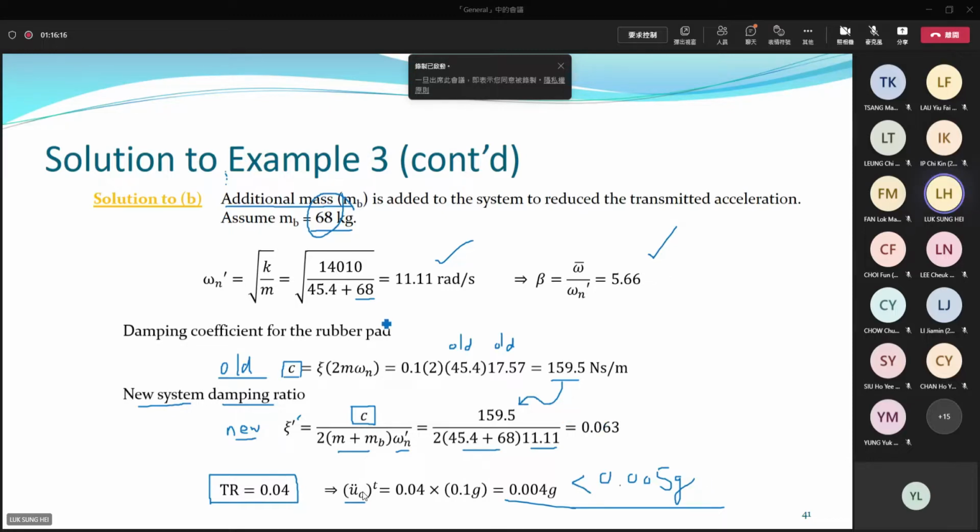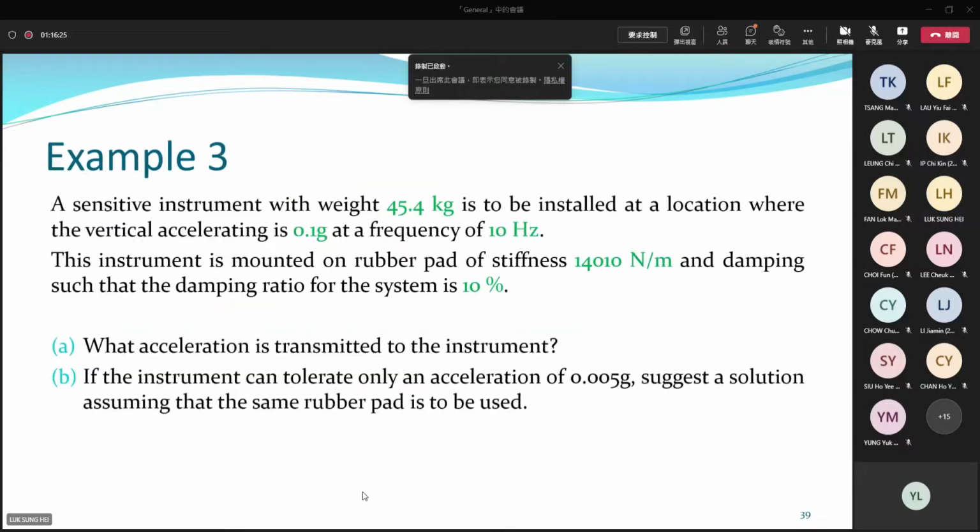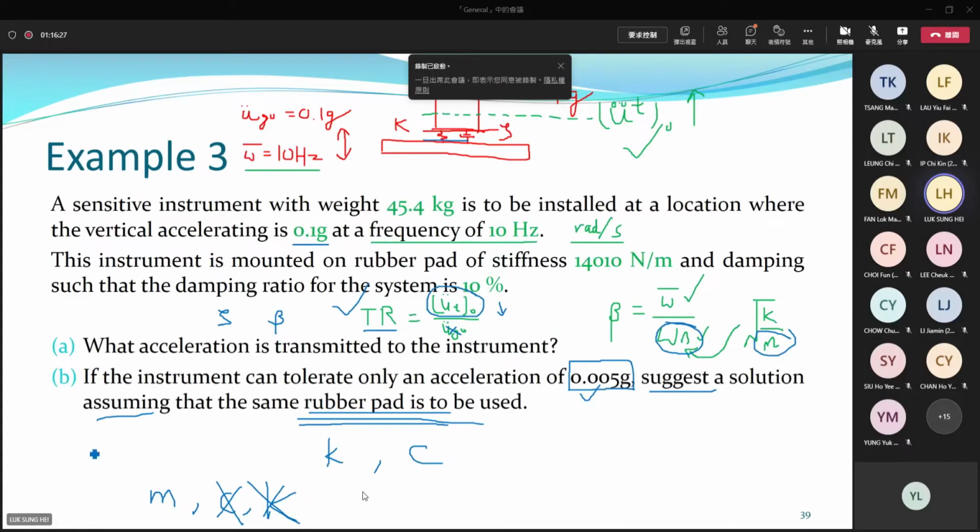Try to digest the solution here. It's a little bit complicated in these situations. The calculation relies on one assumption. Assume the same support is used in our calculations, which means k and c remain the same. Same spring, same damping coefficients of the system. The only way is to change the mass in this case. It depends on the given information.